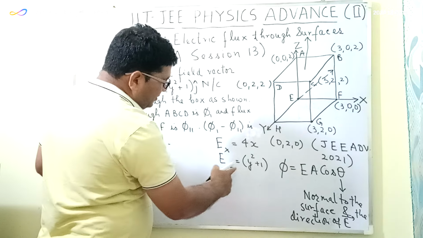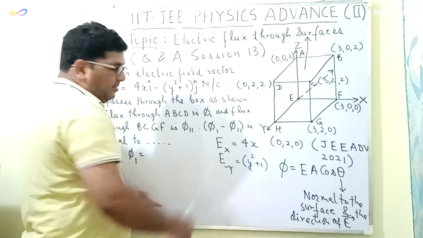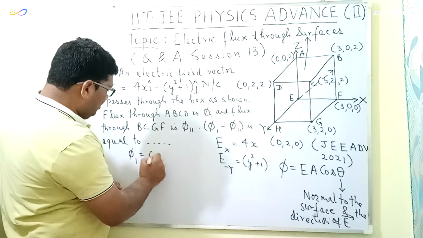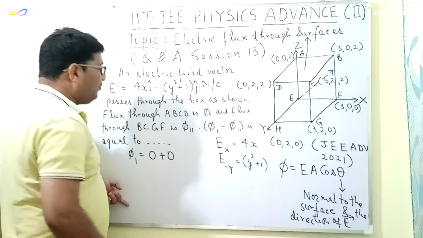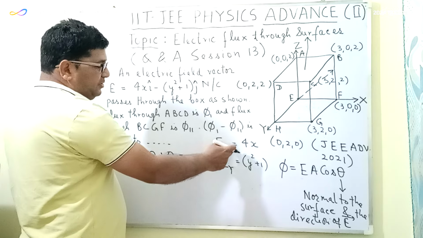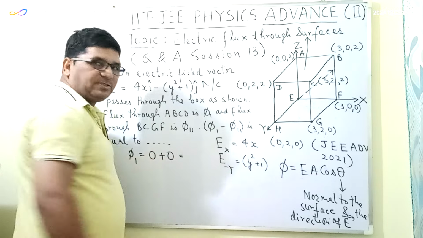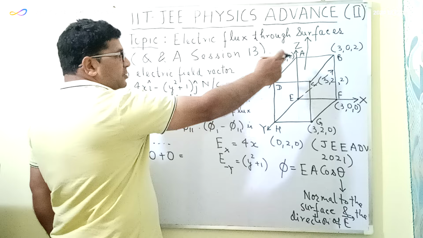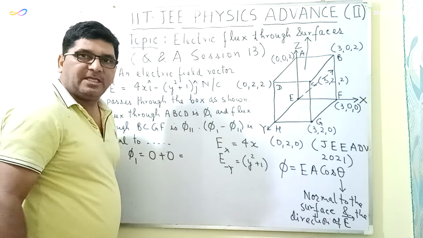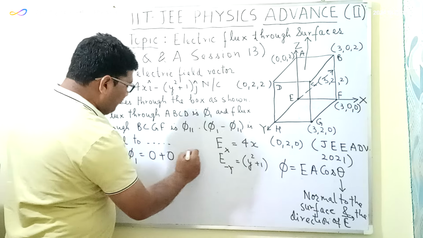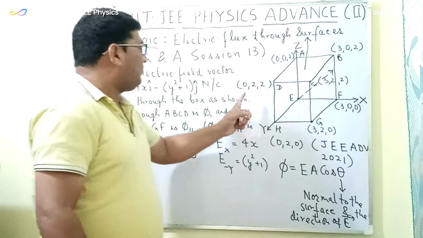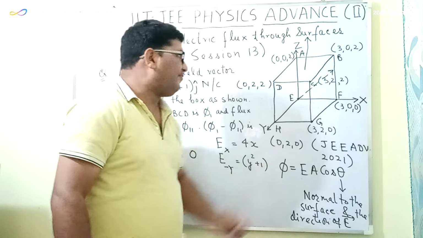So the flux due to the electric field which is directed along the negative y-axis will also be equal to 0. So the flux through the surface ABCD will be equal to 0. That is, the flux due to the electric field directed along the x-axis will be equal to 0, and the flux through this surface ABCD due to the electric field which is directed along the negative y-axis will also be equal to 0. So phi 1 will be equal to 0. Now we have to find the flux through the surface BCGF.